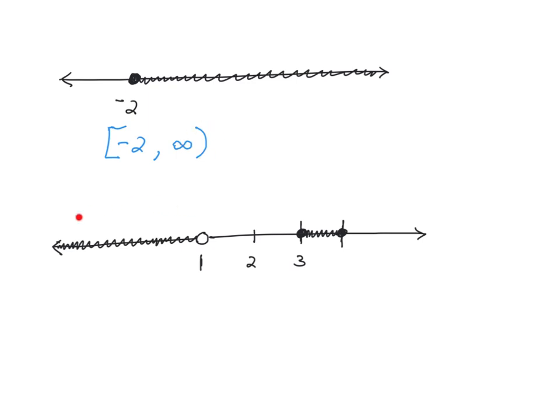Okay, last one. How can we express the answer on this number line using interval notation? Now this one has 2 parts to it. It has this piece and this piece. We'll start with this one here. So this is at 1, but we don't include it, and the values are going towards minus infinity.